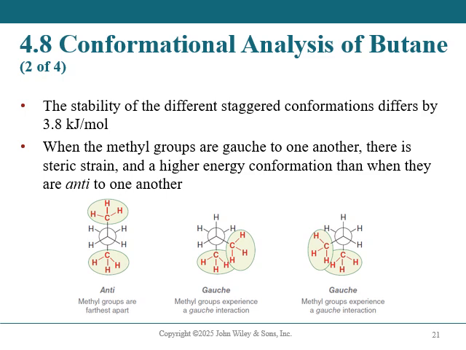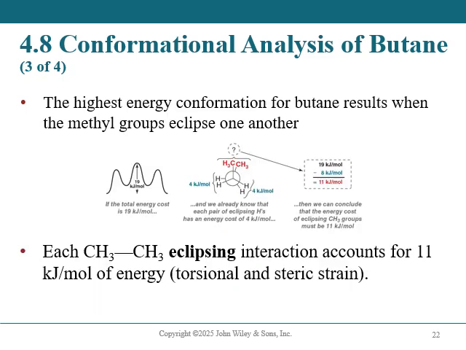When the methyl groups are gauche to one another, in other words, 60 degrees, and that dihedral angle between the methyl groups, these are what we call the gauche conformations. This will be the anti conformation. So this will be where they are the least stable, and then the most stable is the one on the left. The highest energy conformation for butane results when the methyl groups eclipse one another. Each methyl group eclipsing interaction accounts for 11 kilojoules per mole of energy.